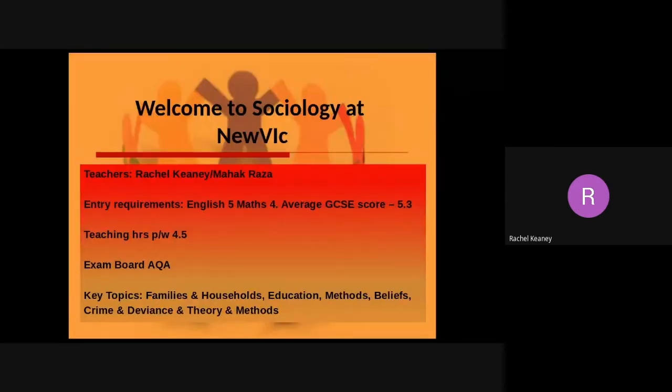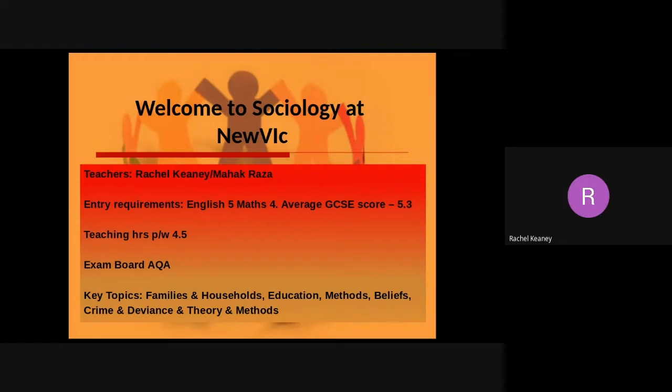First of all, just to introduce ourselves. We're the sociology team at Newvik. This comprises myself, Rachel Keeney, and my colleague, Mahak Raza. Just to let you know that the entry requirements are you need a 5 at GCSE English language and a 4 in maths to do sociology at A-level, and that's quite common for a lot of A-level subjects. So we tend to look at an average GCSE score of 5.3. That's a mixture of the old B's and C's really.